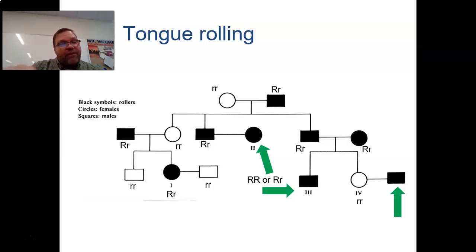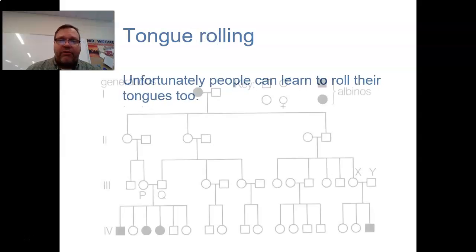So there we can figure out and fill in all the traits of all the individuals based upon this little puzzle. Let's try another one. Tongue rolling.